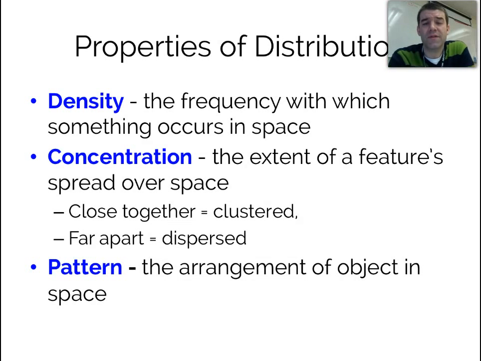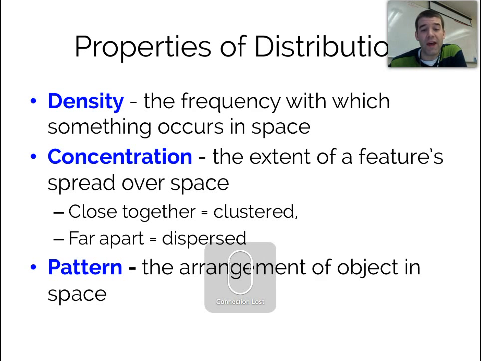When we look at the properties of distribution and how those features, in this case homes, are spread across a given space, there are three major terms. Density looks at the actual number, the frequency within a given space, and we might be talking about square miles or a residential block, or some defined area in which we literally count the frequency with which the feature occurs. On the other hand, concentration is the extent of a feature's spread over space. In other words, how are they arranged? Are they near each other? Are they distant from each other?